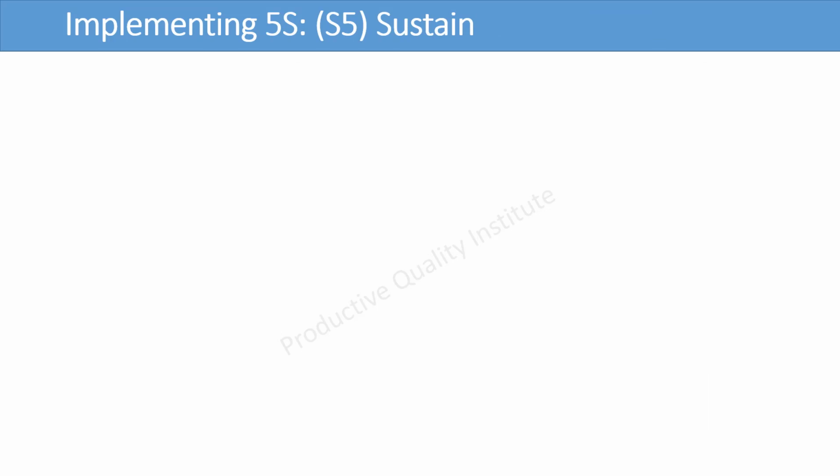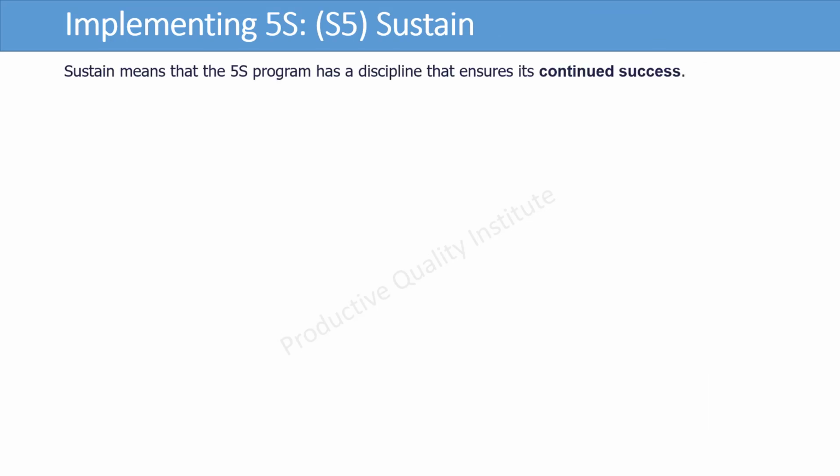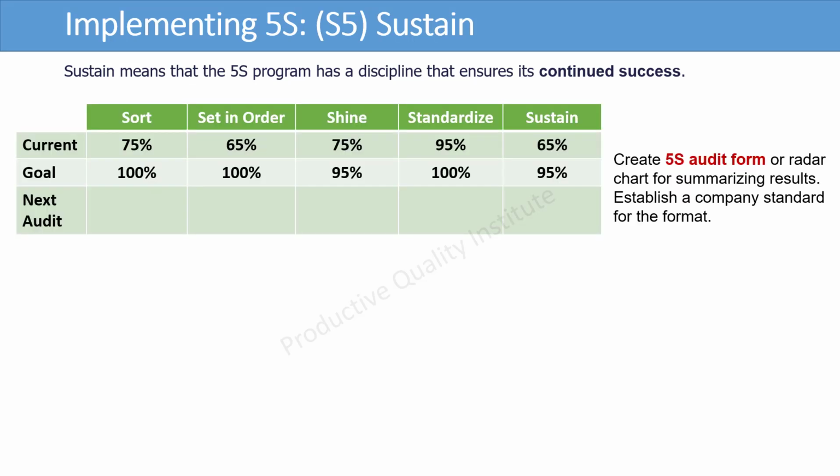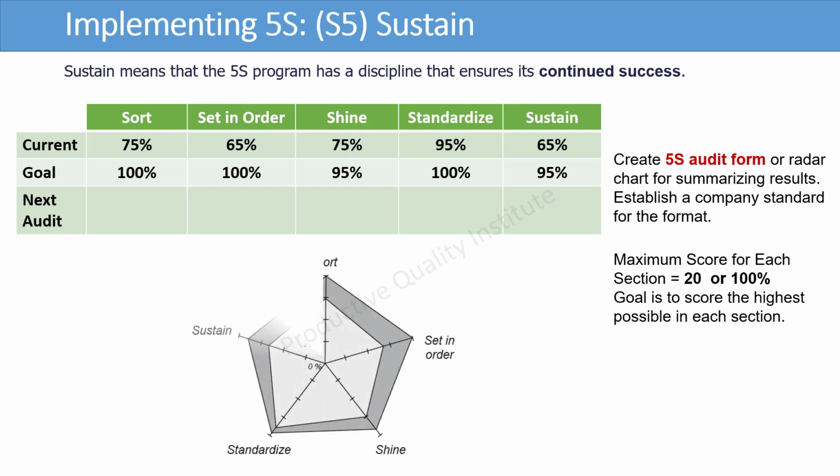Implementing 5S. S5. Sustain. Sustain means that the 5S program has a discipline that ensures its continued success. Create 5S audit form or radar chart for summarizing results. Establish a company standard for the format. Maximum score for each section is equal to 20 or 100%. The goal is to score the highest possible in each section.